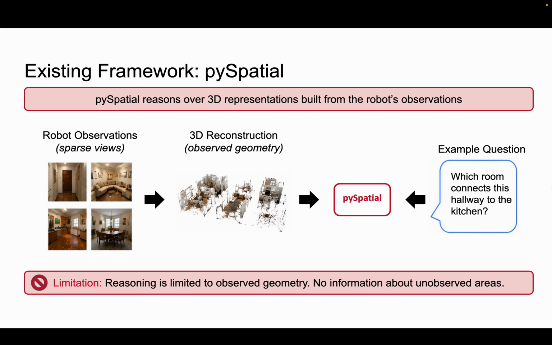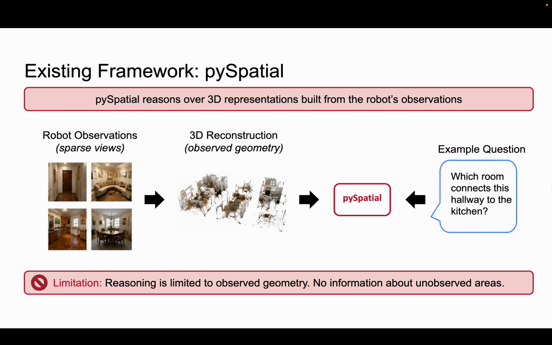One framework that provides a starting point for this problem is Spatial, an existing framework out of my lab. Spatial is a spatial reasoning framework that allows an embodied agent to reason over a reconstructed 3D representation of its environment and answer spatial questions. For example, we can ask a question like, which room connects this hallway to the kitchen? Spatial will interpret that question and reason over the 3D scene to produce an answer.